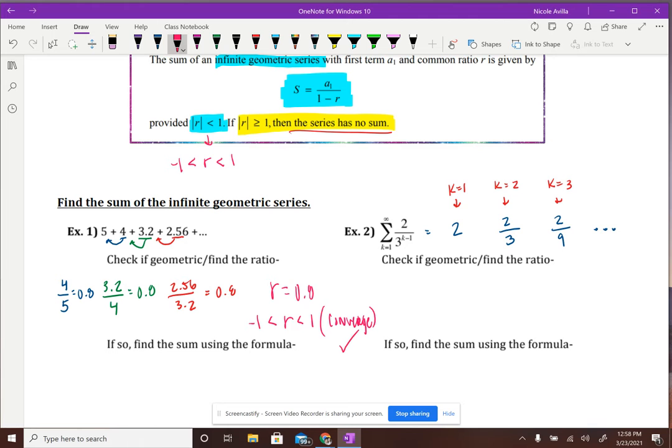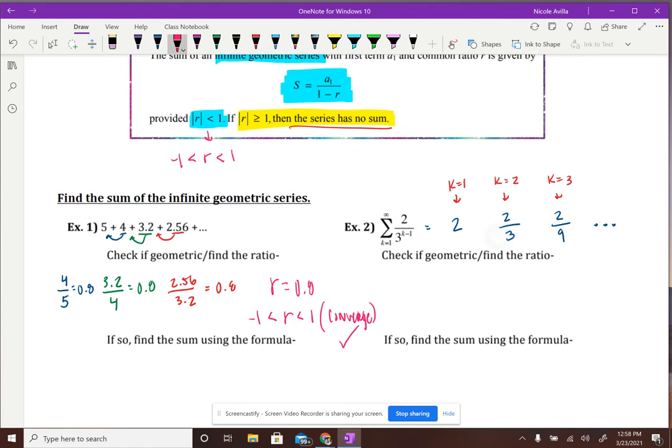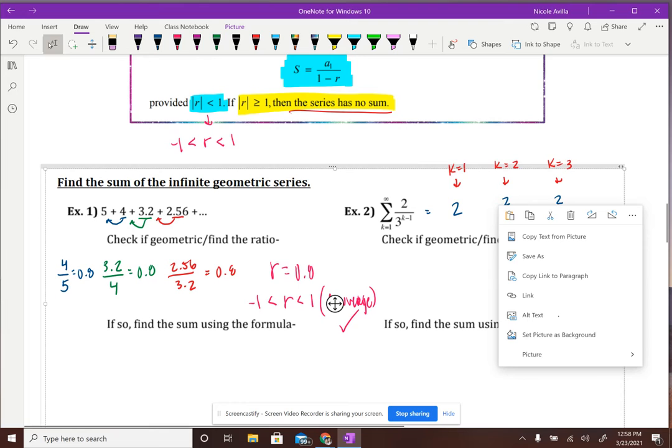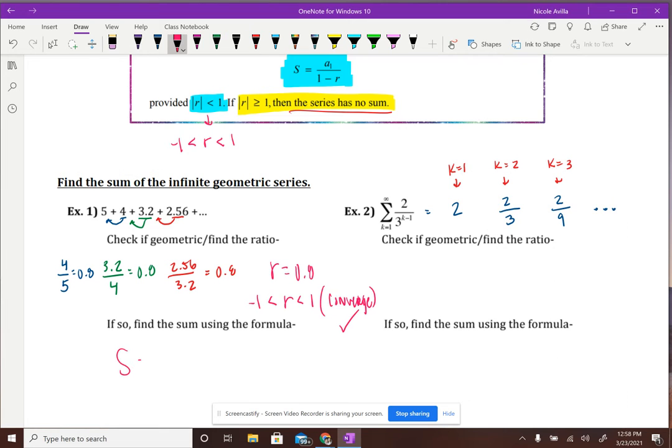And that means that I can find the sum. Now I'm going to use this formula that I have listed just right above. I'm going to find the sum. My A1 in this case was 5 divided by 1 minus my ratio, in this case 0.8.